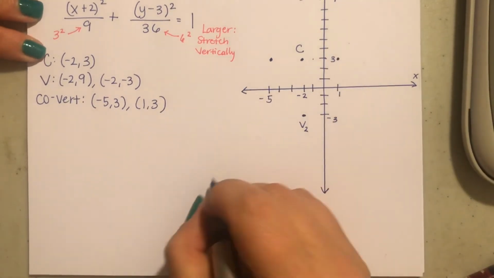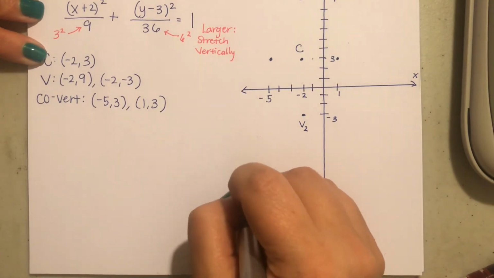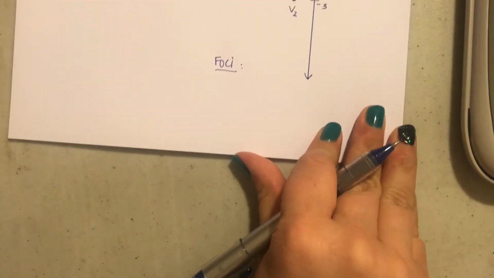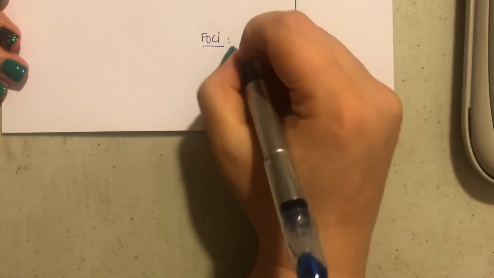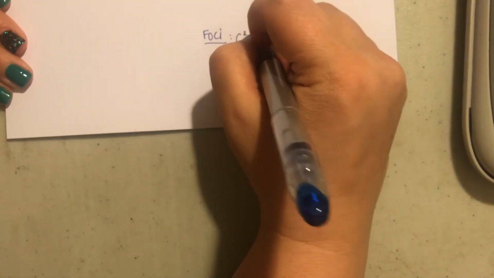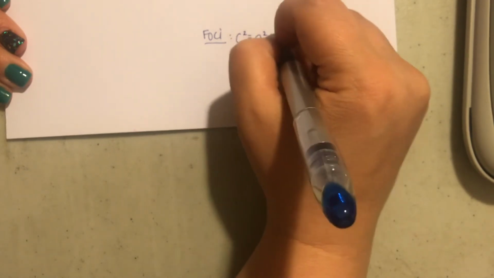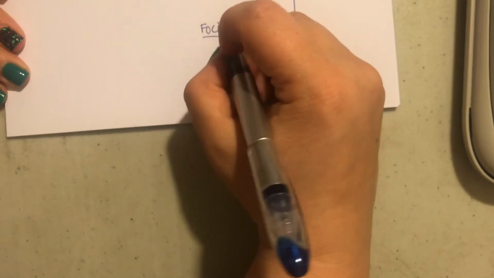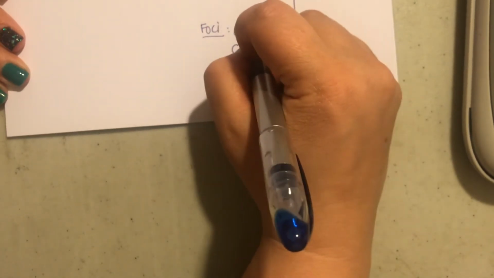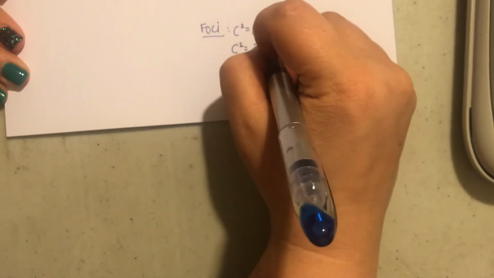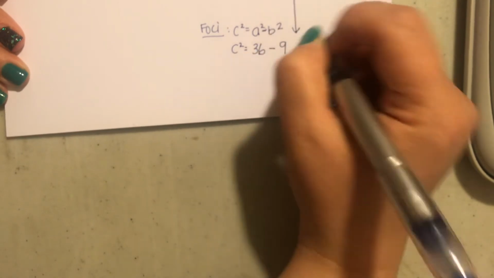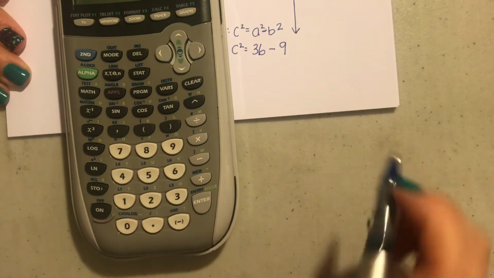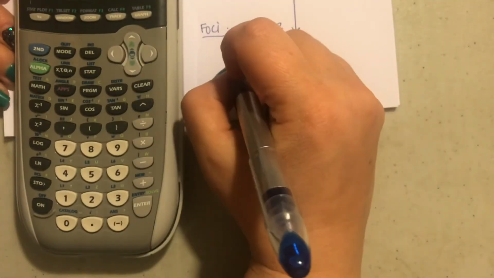So the last thing that we need to find are those foci, and that's going to be found using our equation c squared is a squared minus b squared. Okay, so in our case, we've got c squared. Our larger is 36 minus our smaller, which is 9. 36 minus 9 gives us 27.